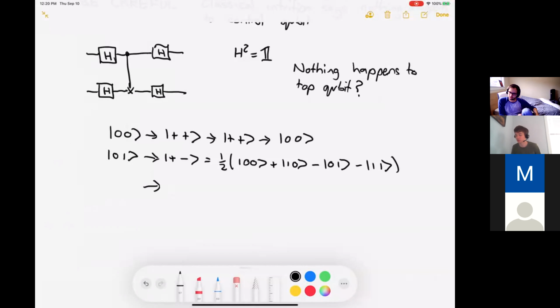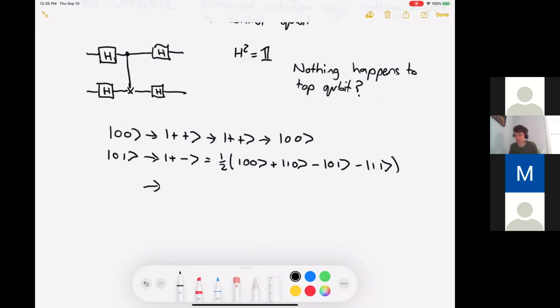So what does this go to when I apply the C0? Sorry, is the first qubit the top one, and the second one the bottom one? The first qubit is the top one, the second one is the bottom one, yep.